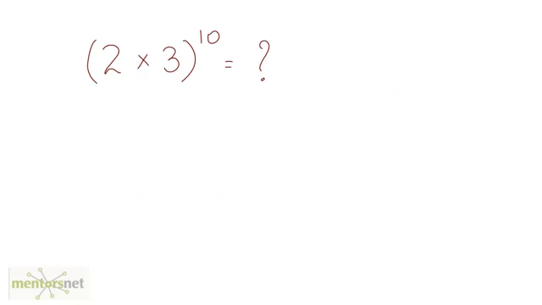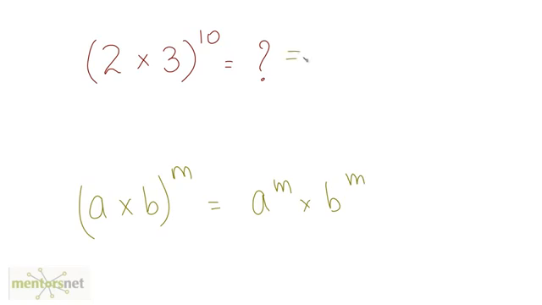Let us jump on to the next. If you have a times b raised to m, then it is equal to a raised to m times b raised to m. So this will be equal to 2 raised to 10 times 3 raised to 10, and then you can solve it further.